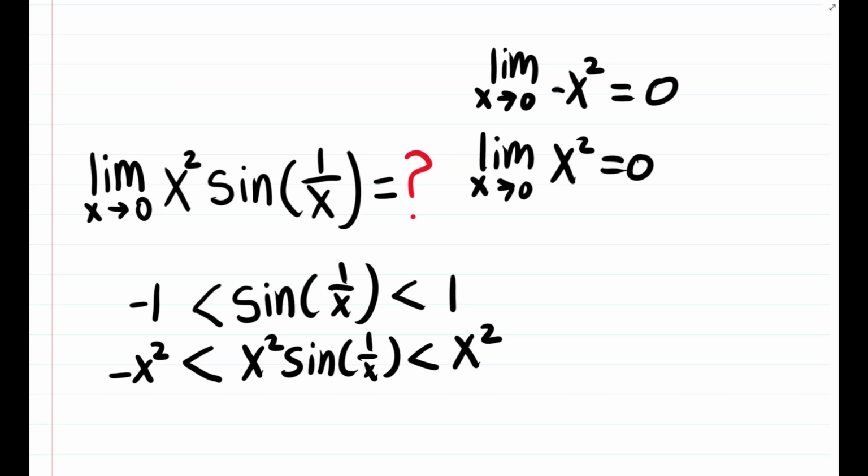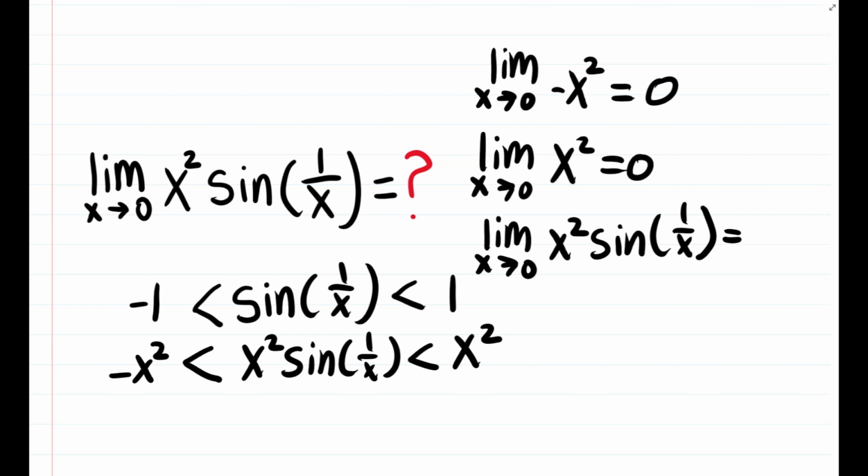So now, because of this, we can also state that because x squared times the sine of 1 over x is in between these two functions, because of the squeeze theorem, we know that the limit of x approaching 0 of x squared times the sine of 1 over x is equal to 0. And that's how you can use a pretty simple theorem to help you solve a more complex limit. And that's a pretty basic lesson on the squeeze theorem.